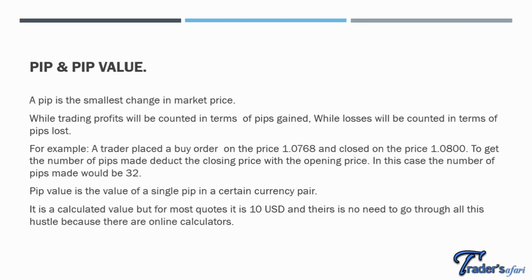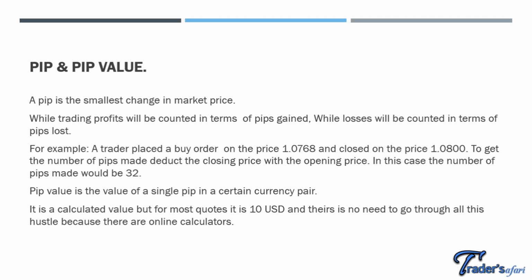Okay, as I said earlier, there are three concepts. The first one was pip and pip value. So what's a pip? A pip is the smallest change in the market price. When the market goes high or low, the change in market price is what you call a pip. While trading, profits will be counted in terms of pips gained, while losses will be counted in terms of pips lost. If you're using MetaTrader or any other platform, the pips you gain will be indicated by positive numbers, and the pips you lose will be indicated by negative numbers. So yeah, that's what pips means.